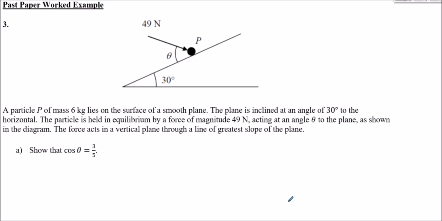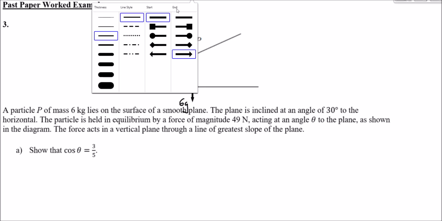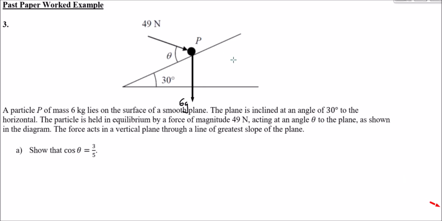So what we need to do here is to do some resolving. What I'd suggest here is to add in as much information as we can. Mass of 6 kilograms, that means its weight is 6g. Next we need to resolve both perpendicular and parallel to the plane. So we need to go perpendicular and parallel like so. And we need to do the same for the 49 newton force as well. So if I think of this as going perpendicular to the plane, sort of in this direction, like so, and then also parallel.